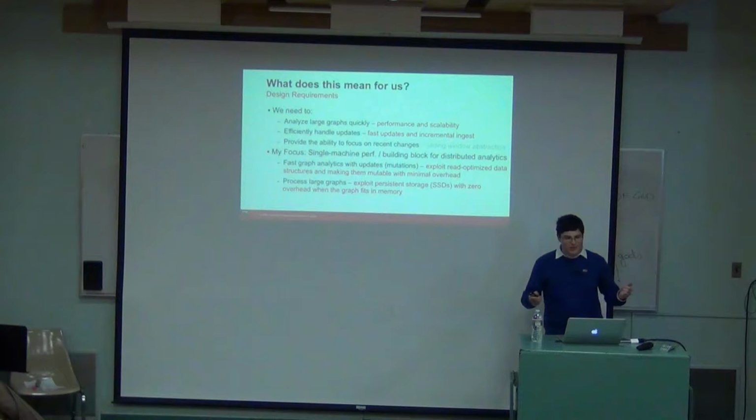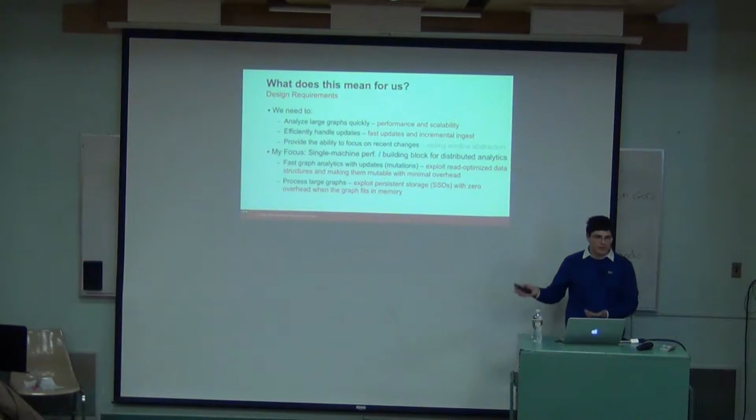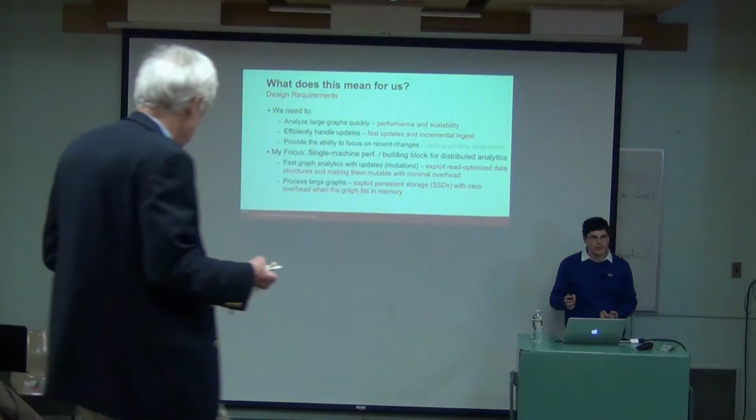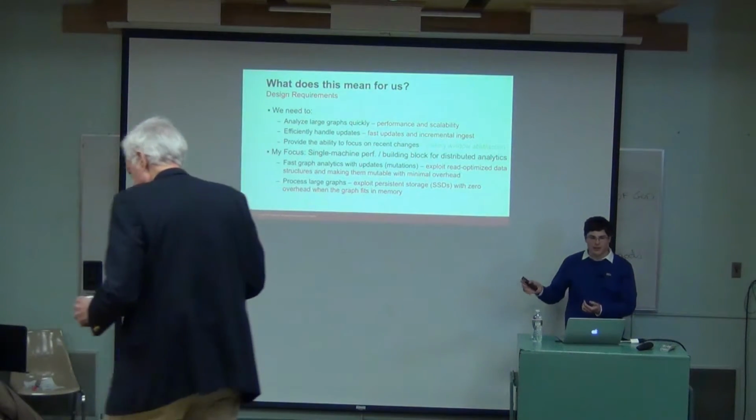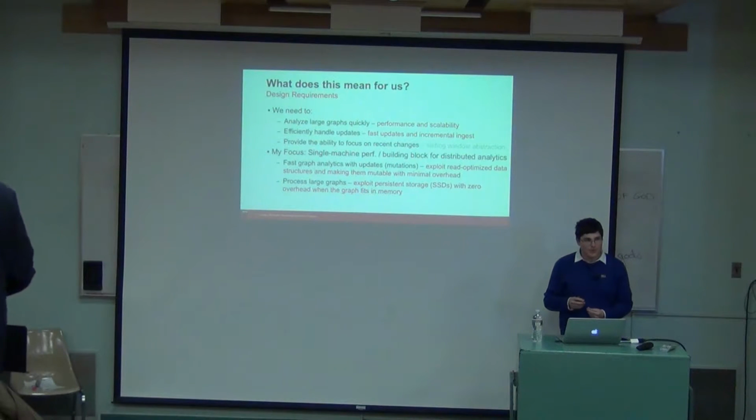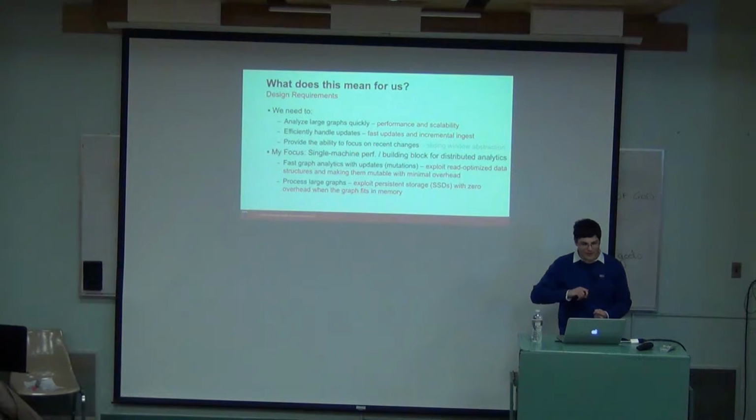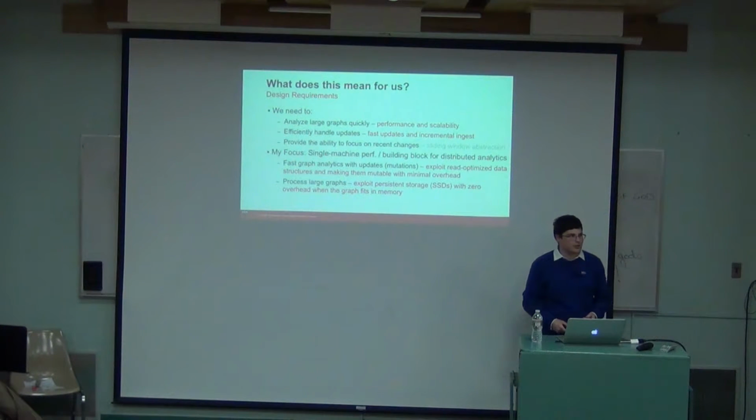So I said my focus is single machine performance, but as much as it is cool to process all of the Twitter graph on a laptop, an interesting application of this for people who do things more like Facebook scale graphs is that once you have systems that can process graphs larger than memory, then you can build better distributed systems to process even larger graphs.